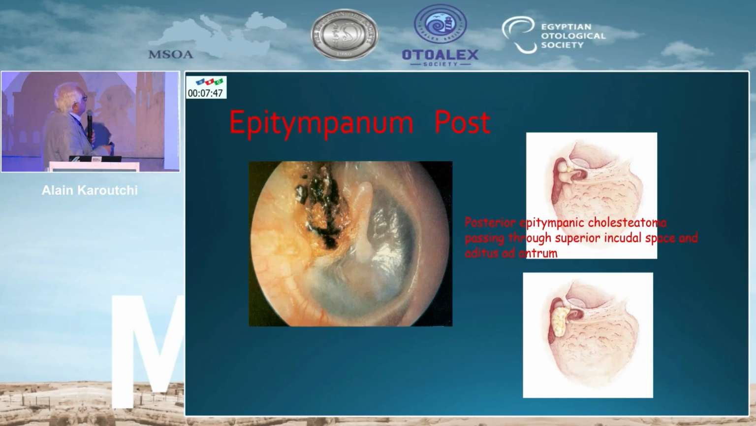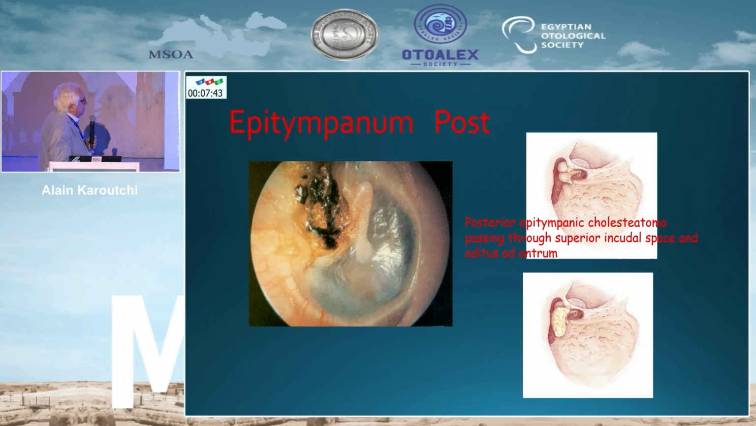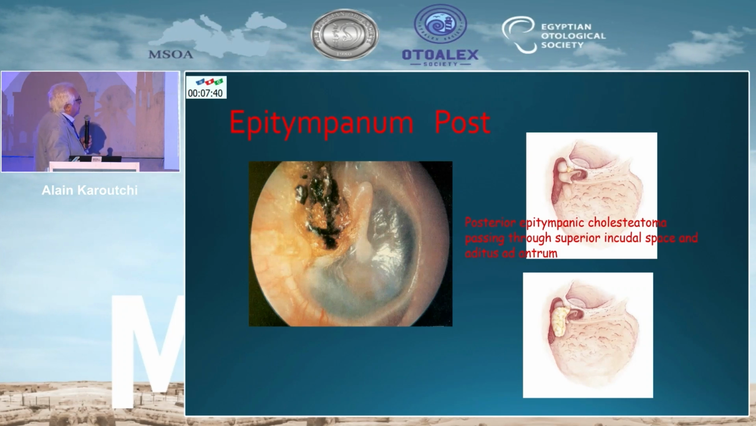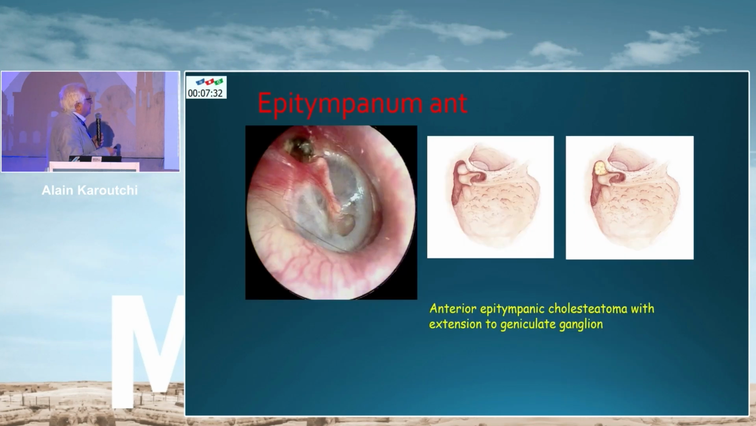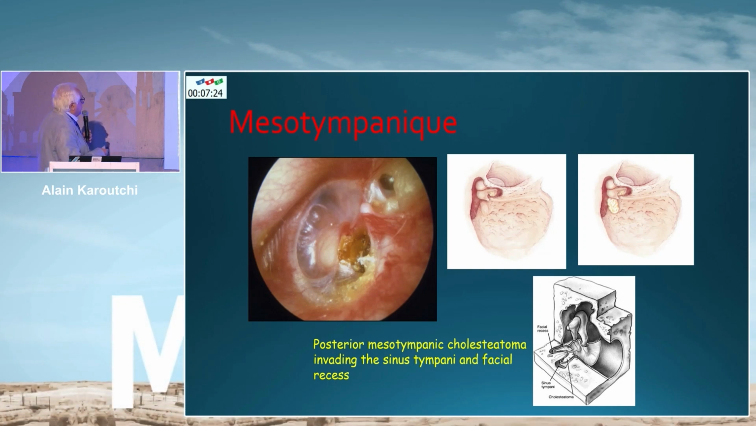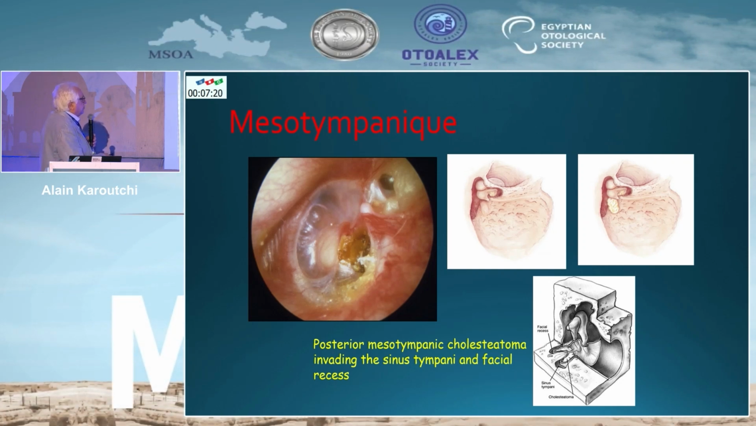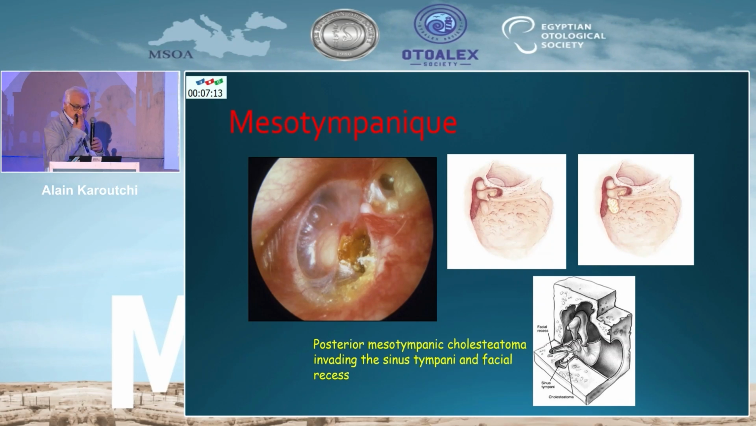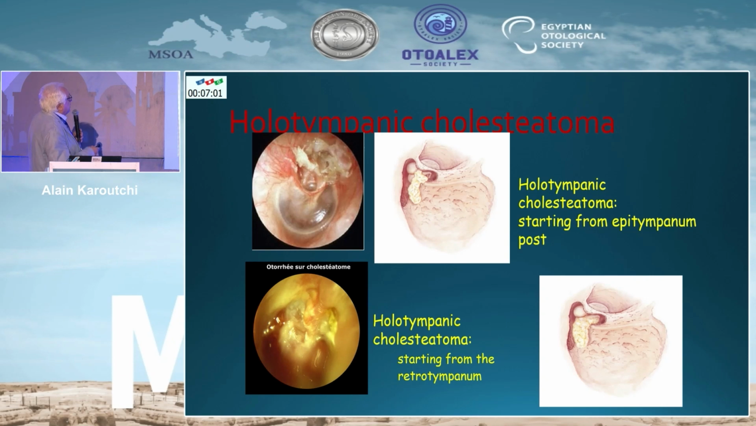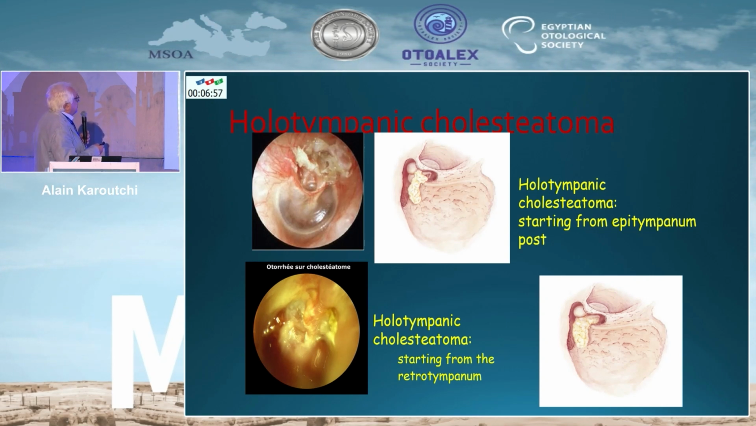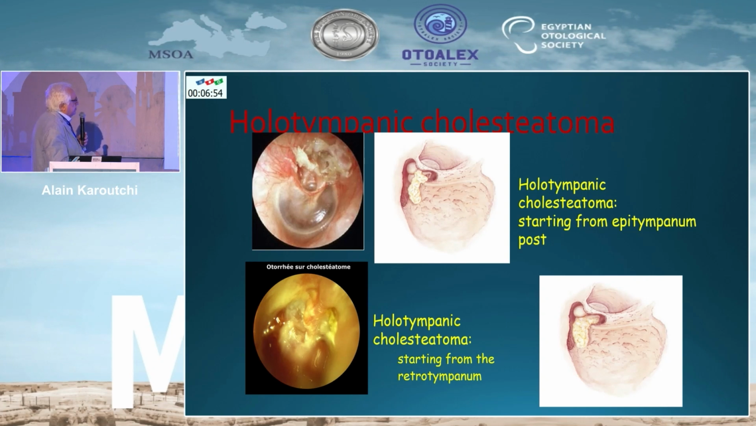If you speak about the posterior epitympanum, the cholesteatoma passes through the superior incudostapedial joint and goes to the aditus and antrum. If you speak about the anterior epitympanum, it is with extension to the geniculate ganglion. And of course, in the mesotympanic type, the only big problem when you do this kind of surgery is the sinus tympani and the facial recess. More often, the recurrence of cholesteatoma is in this area. It is very important to see very well, and that is what endoscopy now brings. And then you have what you call holotympanic cholesteatoma, which can start from the posterior epitympanum, but also from the retrotympanum and go inside.